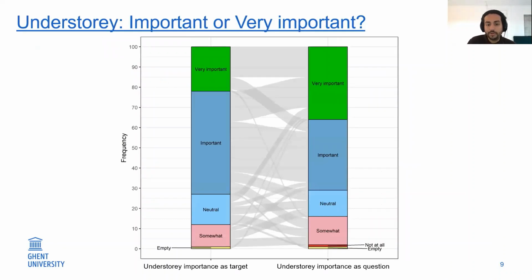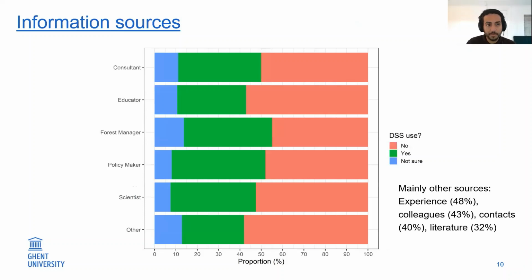But we had a follow-up question where we straightforwardly asked, do you think the understory is an item to take into consideration for management? And then we have a shift from important to very important. But of course, this is probably a bit of respondent bias. So we conclude from this that the understory can be merely seen as important for forest management decision makers.